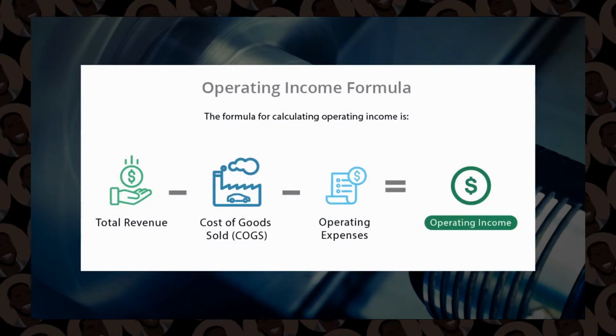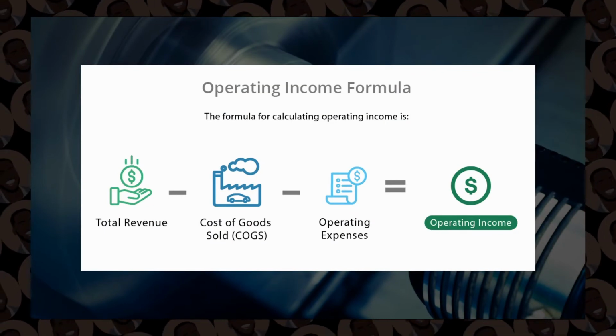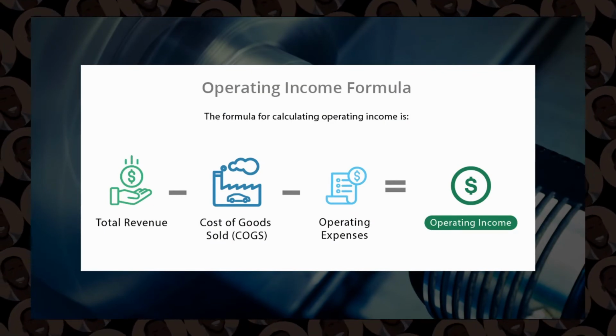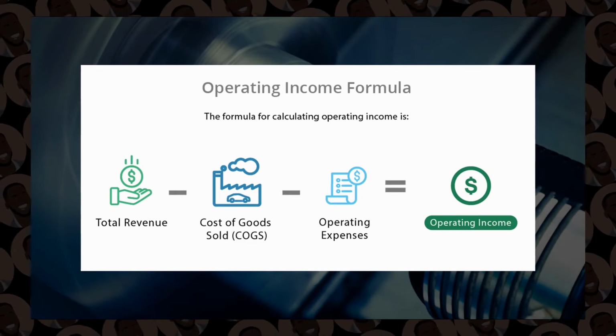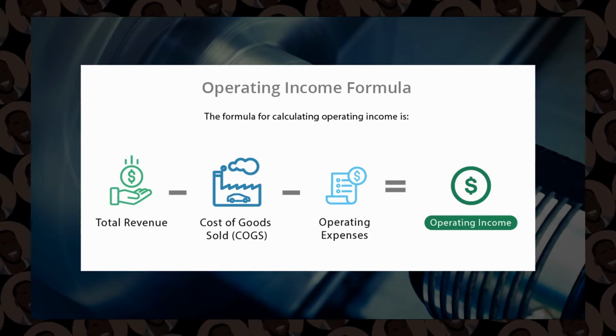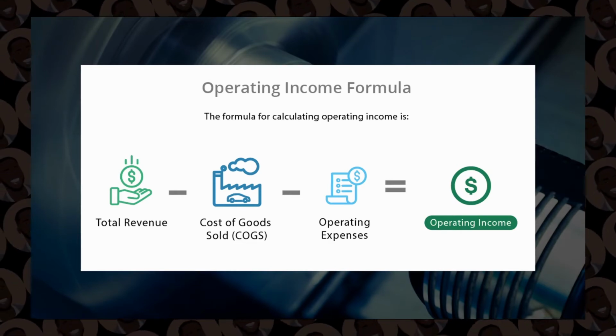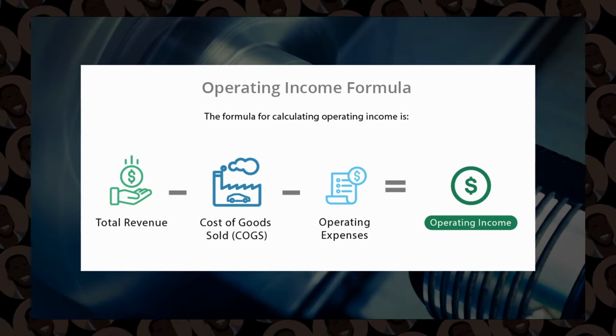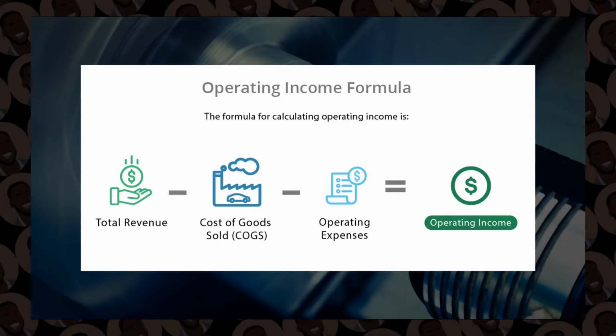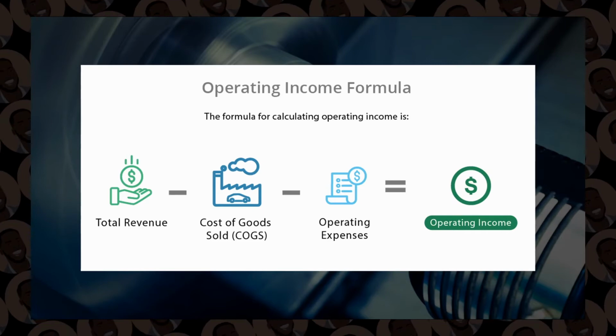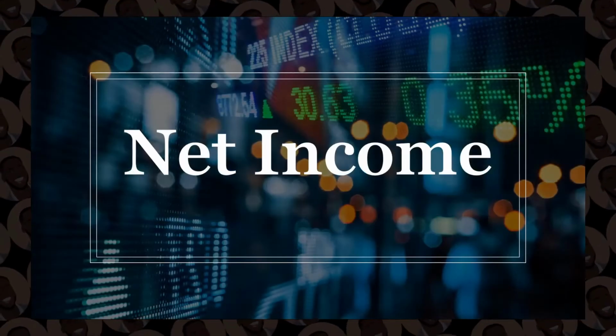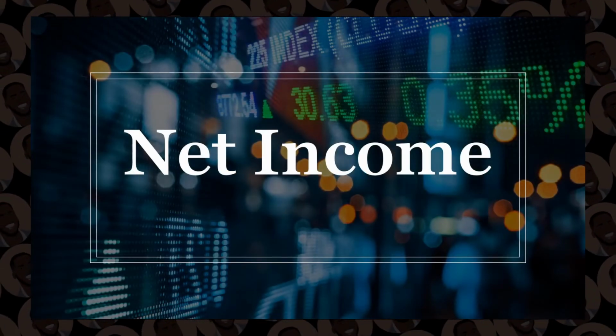And this is the formula of how the operating income is generated, for anybody who cares out there. It subtracts from the total revenue the cost of goods sold and the operating expenses. Think of it as subtracting the wages, subtracting those kinds of things from the revenue that is being generated. The next one we're gonna get into is net income.